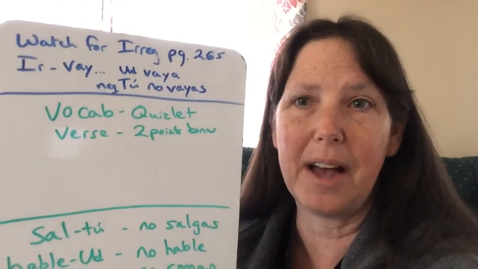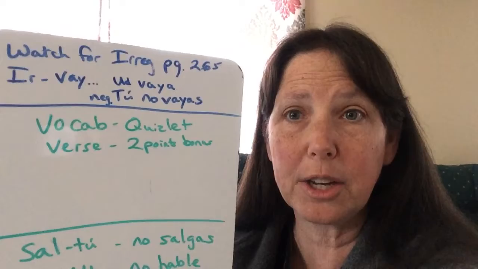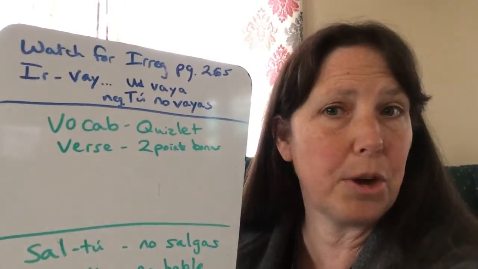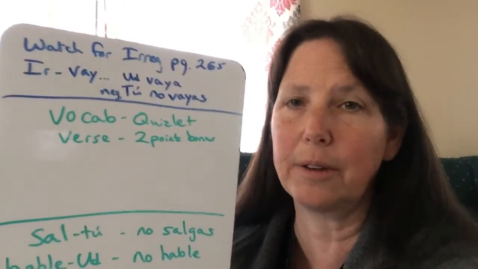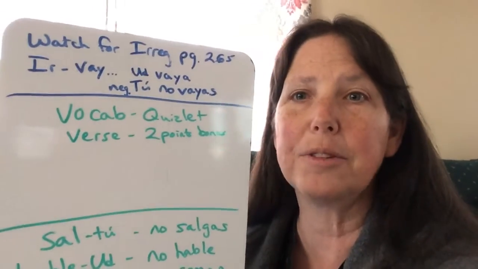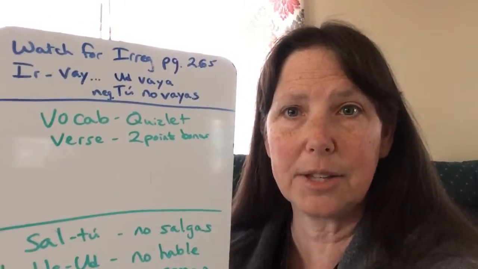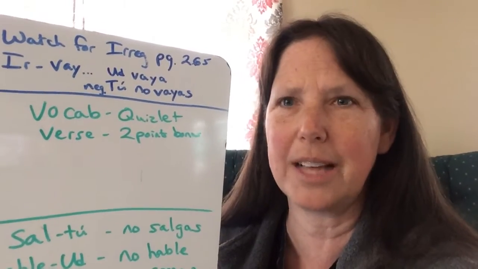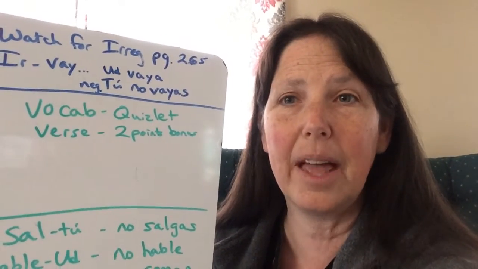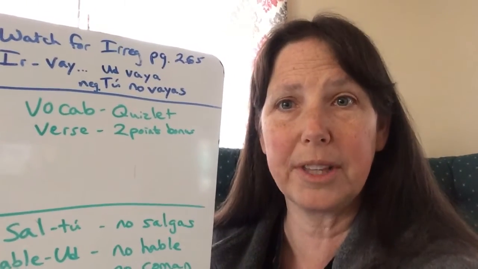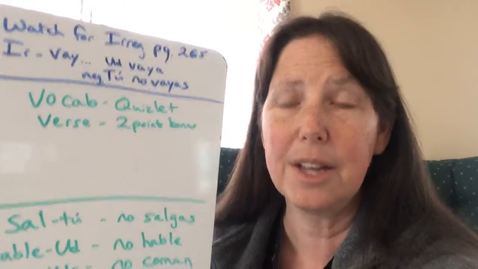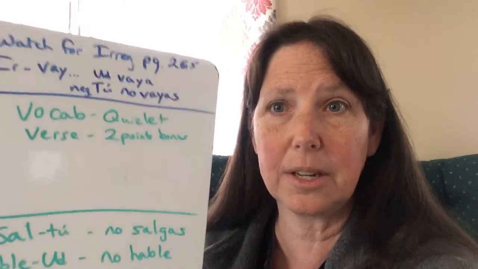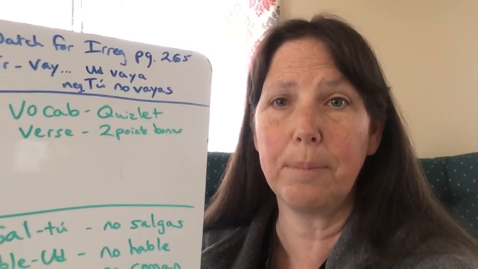On page 265, you have a couple of irregular roots that are there. Those are the ones that normally end in OY in the yo form, because we don't use those. They don't follow the regular rule. So the ones that were irregular last week for usted or ustedes, vaya and vayan. Now, those work for the negative tú too, vayas. So anything that was irregular for usted or ustedes is going to work for negative tú as well.